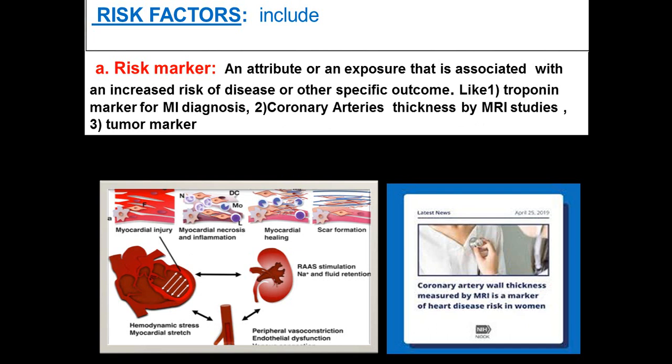Earlier, the doctors depended first of all on the signs and symptoms of MI for diagnosis, and later on they depended on ECG changes. Lastly, the troponin enzyme marker is the earliest and the most important indicator of MI. So this is a risk marker. Another risk marker is coronary artery thickness, detected by MRI, magnetic resonance imaging. And this is an important marker also for myocardial injuries. And we have another, third marker, like tumor markers, especially in those with family history of malignancy. These tumor markers are an early finding, suggesting the possibility of malignancy later on.